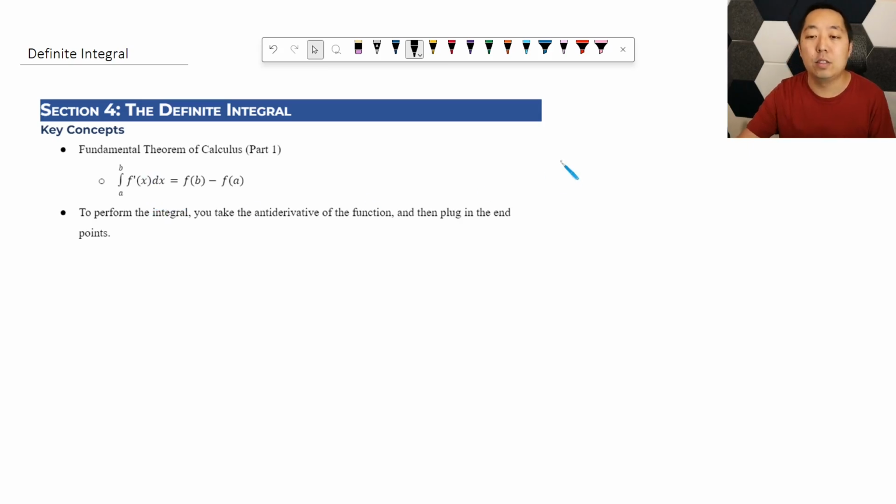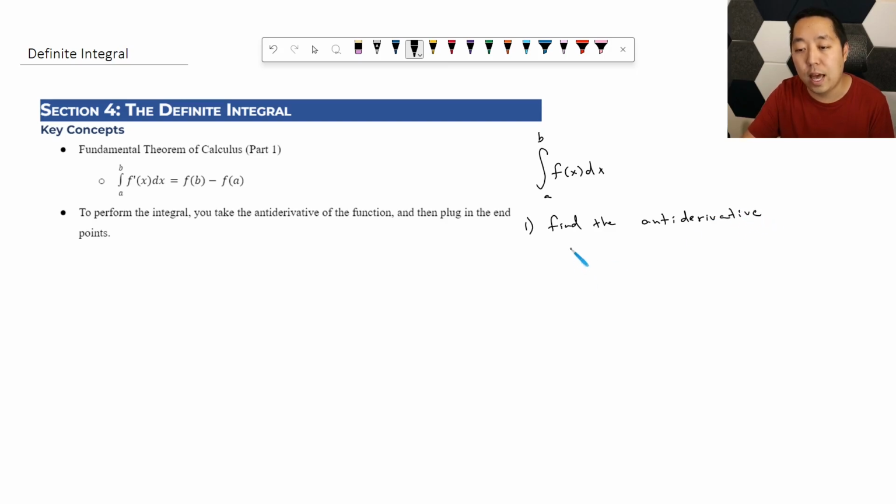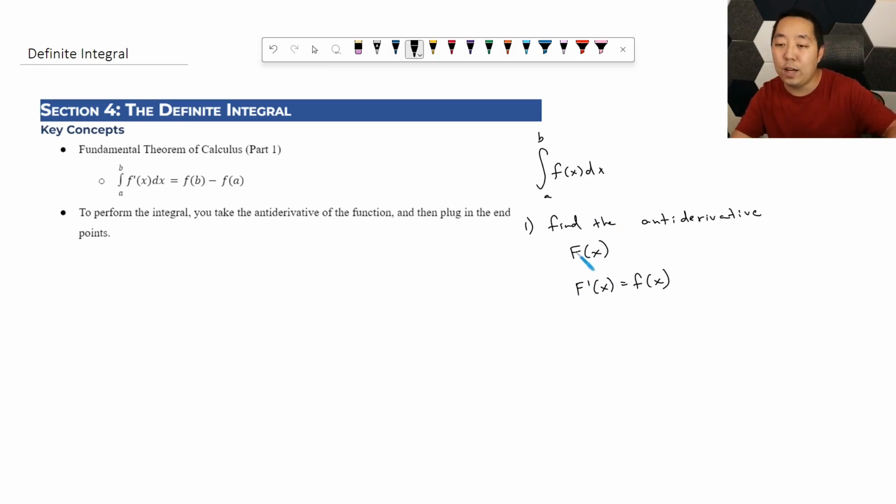If I want to find the area under the curve for some function, this is what it's telling me: step one is find the antiderivative. We'll call it capital F of x. And the way you read this is that the derivative of the capital F of x is little f of x. So we found this antiderivative, like we did before.